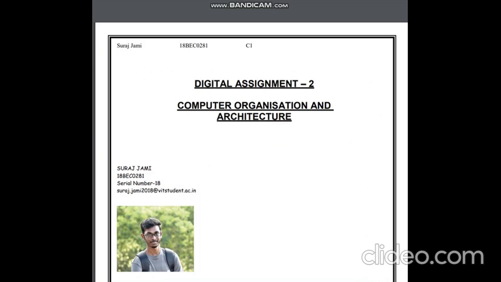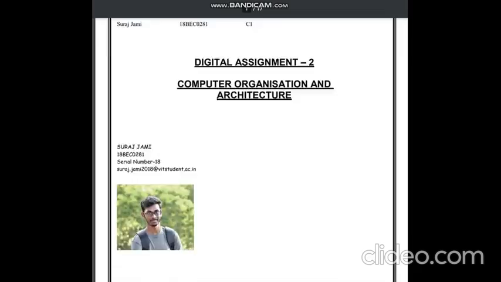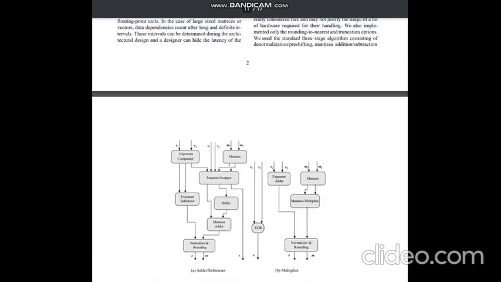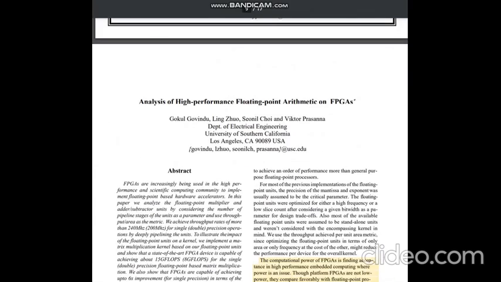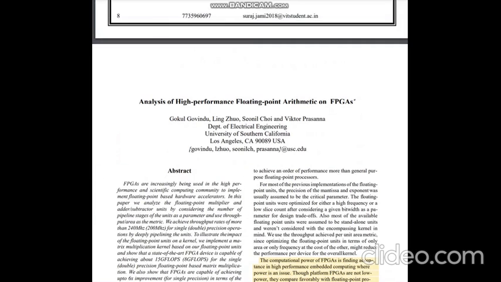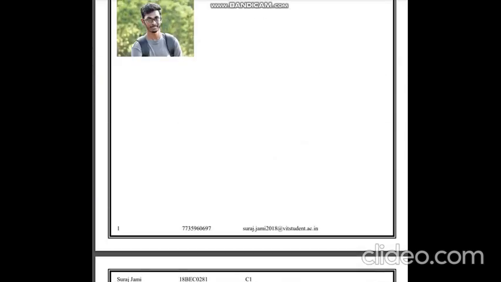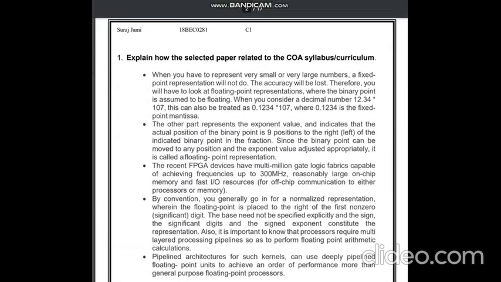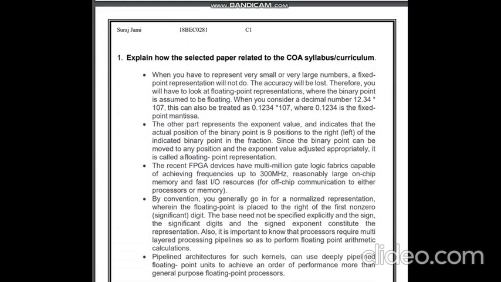Today I'm going to explain digital assignment 2 of computer organization and architecture. First, we have to choose a research paper. I have chosen this one: Analysis of High Performance Floating Point Arithmetic on FPGAs. Let's go to the first question: explain how the selected paper is related to the COA syllabus or curriculum.